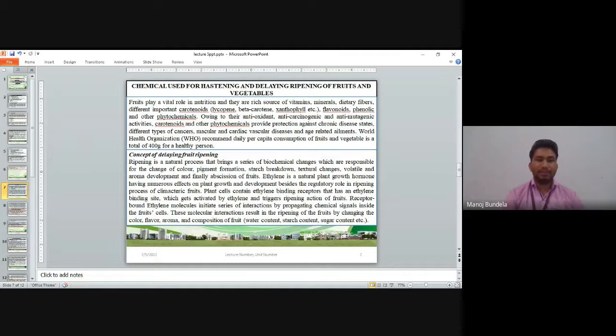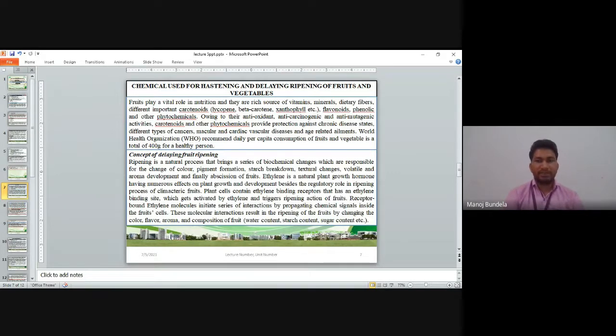Ripening is a natural process that brings a series of biochemical changes responsible for changes of color, pigment formation, starch breakdown, textural changes, volatile and aroma development, and finally senescence of the fruits. From harvesting, the changes start and continue until senescence. Ethylene is a natural plant growth hormone present in fruits like banana and apple. So we can harvest an unripe banana, and it will ripen due to the production of ethylene.